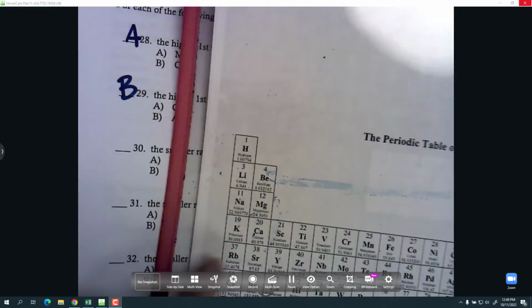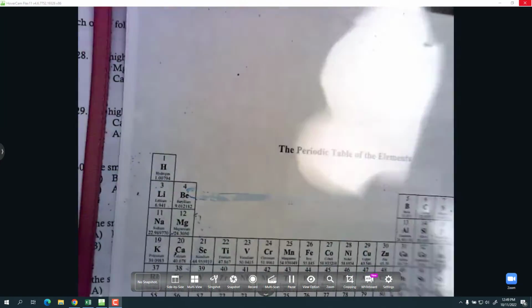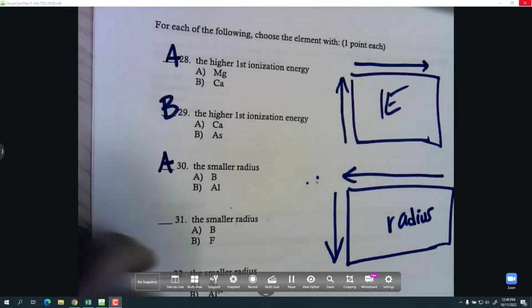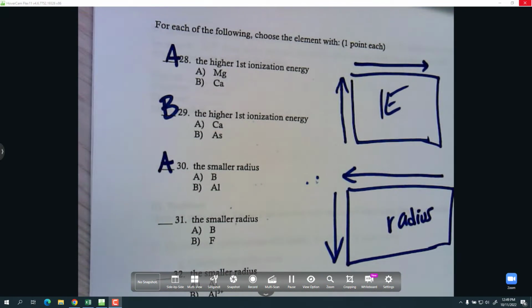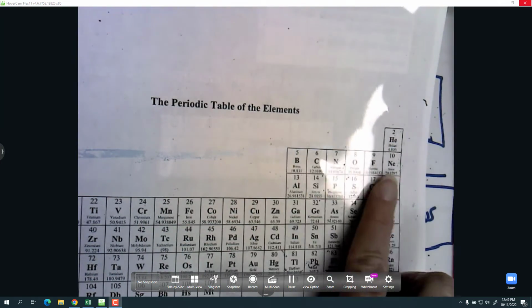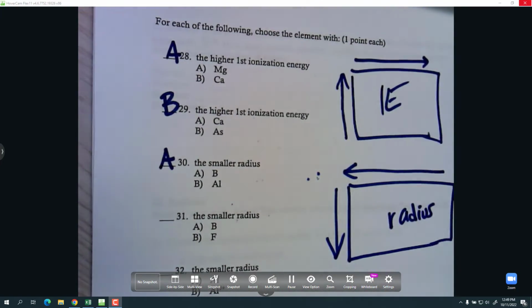Okay, so then boron and aluminum. Aluminum is lower than boron, so it should be bigger. The smaller radius then would be boron. I have to read this twice to make sure I answer the right question. And then boron and fluorine. Fluorine is to the right. That would be the smaller one. Is that what it asks? Smaller? Yep, so that'd be fluorine.